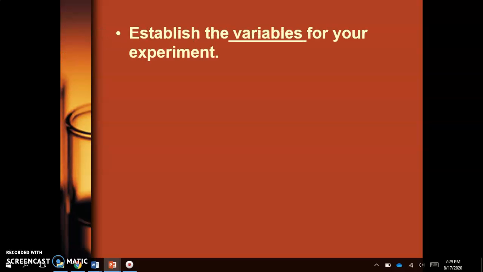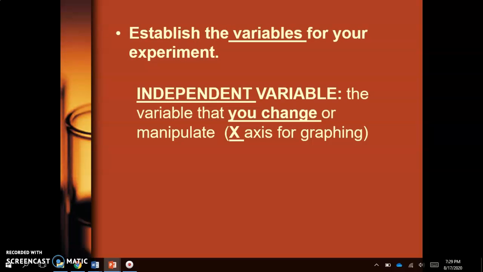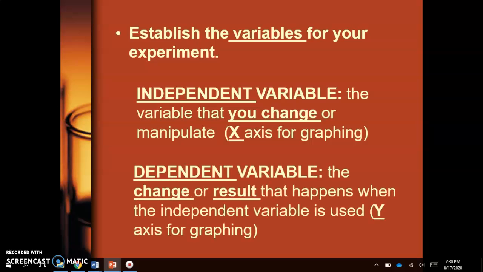So you have to establish your variables in your experiment. The first is the independent variable, and this is the variable that you change or manipulate. And if you were going to graph your results, this would be on your x-axis, and your x-axis is the horizontal. Okay, so if you're talking about a graph, that's your horizontal. So the straight across. And the way that I always remember this is that the independent variable is the thing that I change. It's the thing that you manipulate about the experiment.